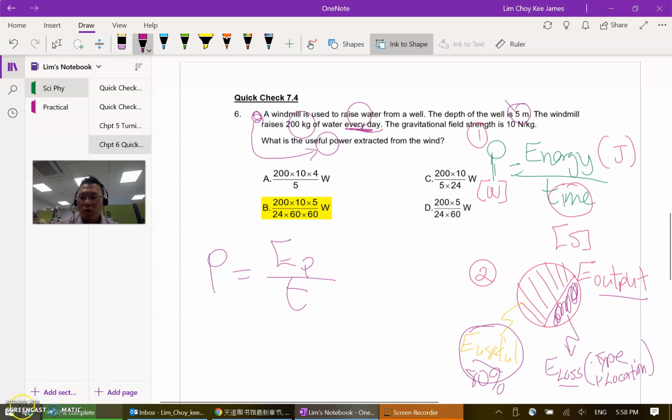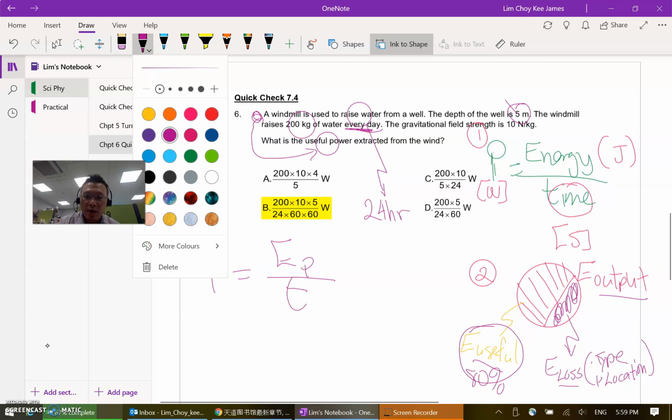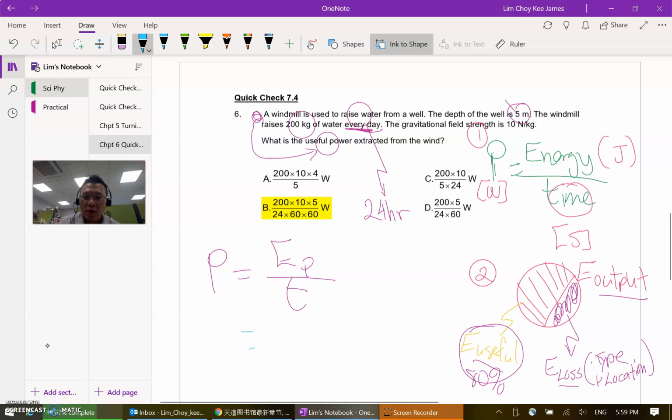So this will be 24 hours. So the timing that we are looking out for is every day. Every day actually means 24 hours. Now let's look at how we substitute into the equation. For energy, we are looking at potential energy, so it is simply mgh.